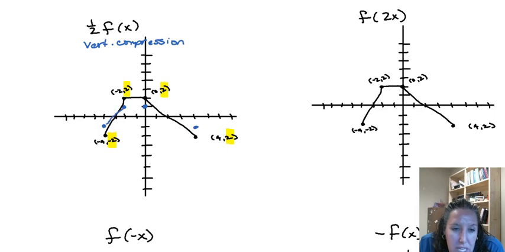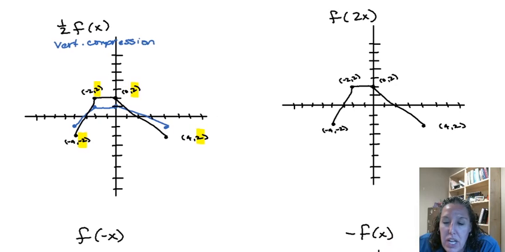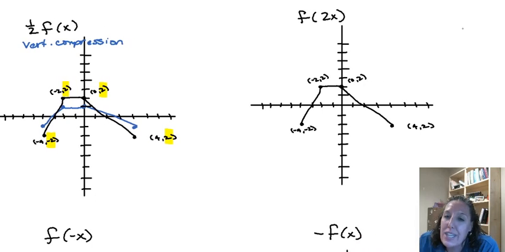And so what we get is a graph that has the same shape, but it is now half the height. It's been squished into the y-axis by a factor of 2. All right, if we have a 2 on the inside of the function, remember it does the opposite. Instead of multiplying by 2, we're going to divide by 2 on our x value, because this is going to be a horizontal compression.